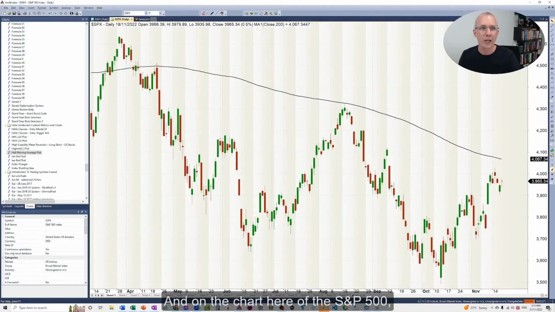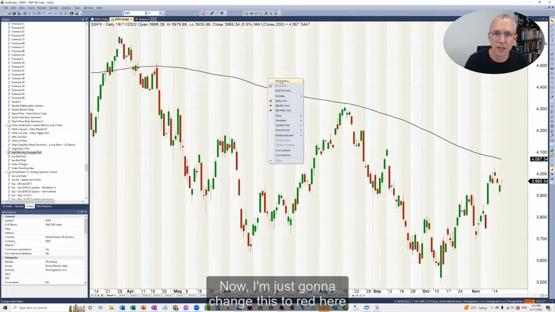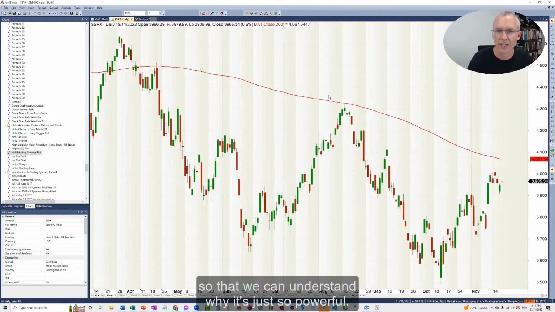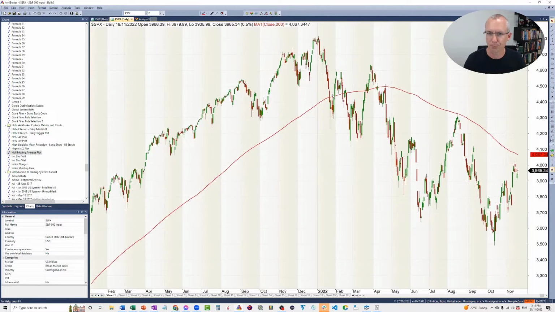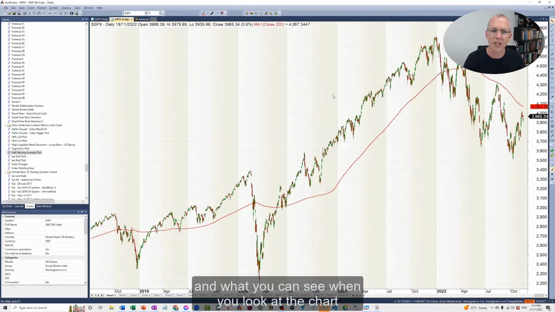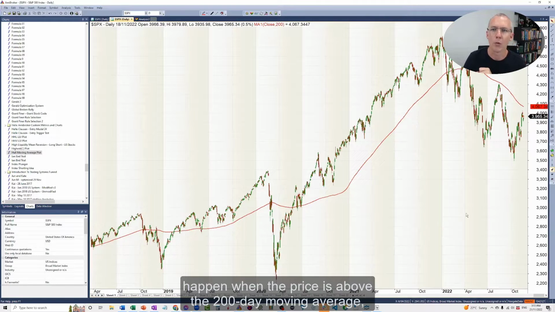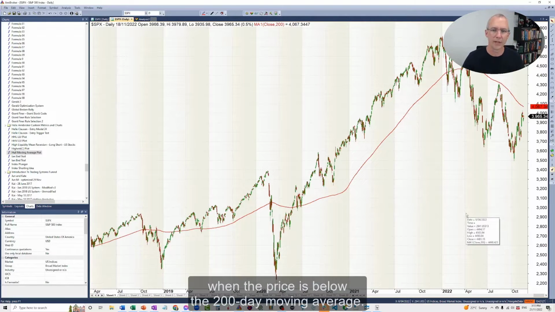And on the chart here of the S&P 500, I've plotted the 200-day simple moving average in black. Now I'm just going to change this to red here because I want you to really be able to see it so that we can understand why it's just so powerful. And what I'm going to do is zoom out. And what you can see when you look at the chart of the S&P 500 is all of the good things in the market happen when the price is above the 200-day moving average. And pretty much all of the bad things happen when the price is below the 200-day moving average.